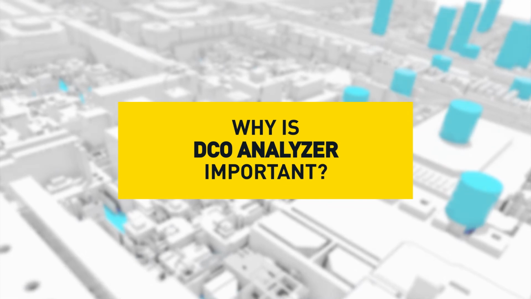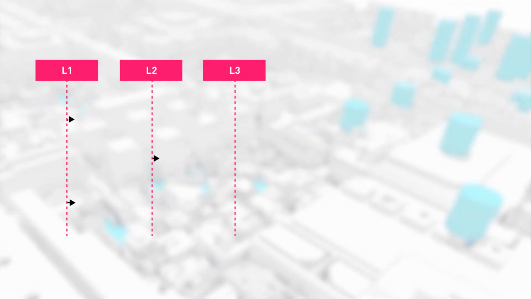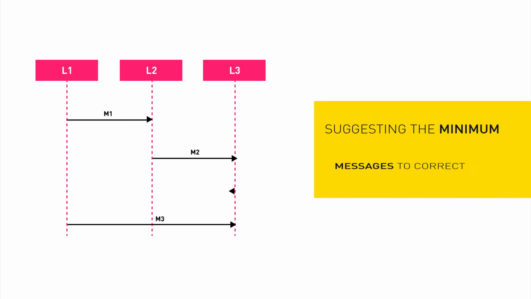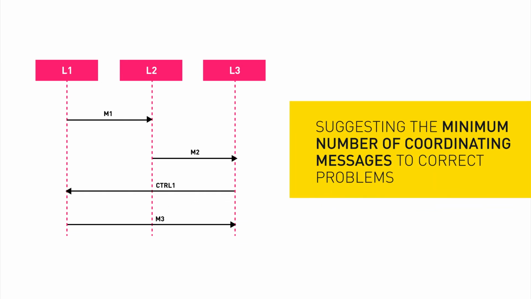DCO Analyzer is a must for test engineers working with distributed systems. It's the first tool able to automatically analyze properties such as local controllability and observability, while suggesting the minimum number of coordinating messages to correct these problems, thus making the scenario apt to be tested in a distributed manner.